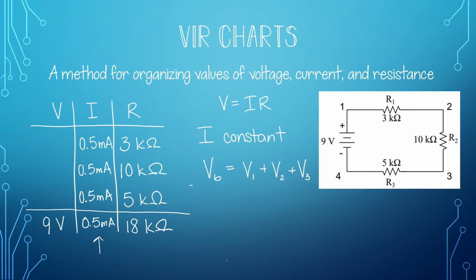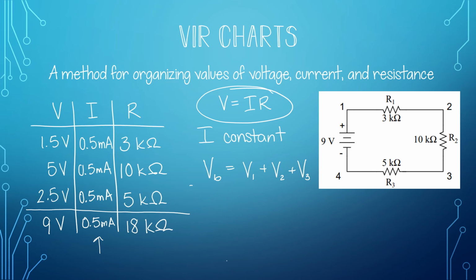The nice thing about VIR charts is once you've filled out 2 of the quantities in a given row, you can always find the third using Ohm's law. So now that I know the current and resistance of each resistor, I can find the voltage by multiplying those 2 quantities times each other. So that 0.5 milliamps times 3 kiloohms, again, paying attention to those prefixes as we're doing that multiplication, this will end up getting me 1.5 volts. That 0.5 milliamps times the 10 kiloohms will give me 5 volts. And that 0.5 milliamps times 5 kiloohms will give me 2.5 volts.